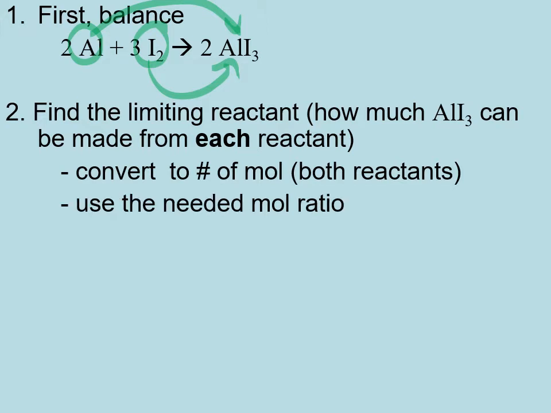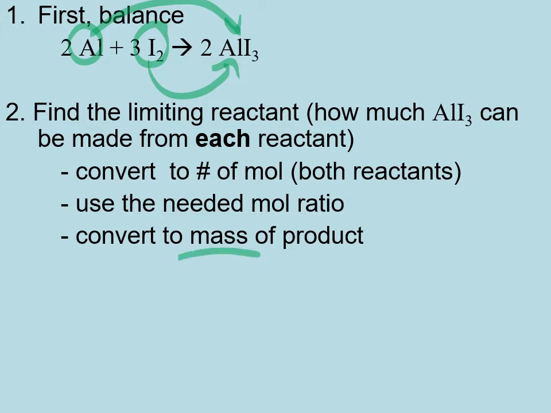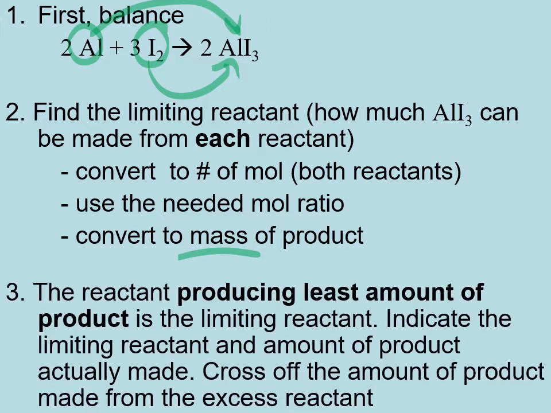We're going to use the mole ratio from the equation, and then we could stop with the moles of product, but we'll actually go right to the mass of the product, because the question's normally asking about mass anyways, and it's the same conversion factor, so once we do it once, it'll be easy to do it again. So the reactant that produces the least amount of product is the limiting reactant. That's the key there. It's not necessarily the one that there's the least of, it is the one that produces the least amount of product.